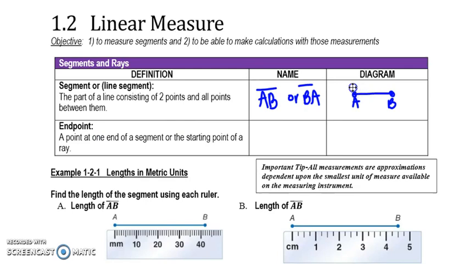End point would be considered that point there at the end, or over here on this end. So A or B, and it could be the end of a ray or it could be the end of a line segment. So end point, and then this is the line segment itself.